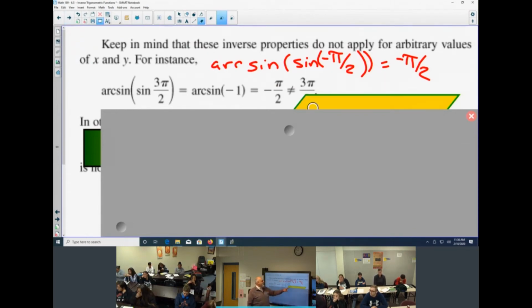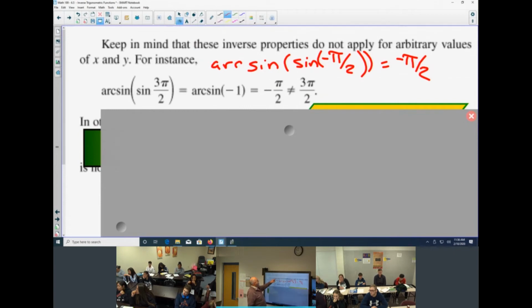So it doesn't work in that case to just cancel these and say, oh, that's the answer, because 3 pi halves is not between negative 90 and 90. It's not between negative pi halves and pi halves. So what they want you to do there is rewrite it. If you wrote 3 pi halves as negative pi halves, then you could cancel the trig function and the inverse trig function and get the answer that way. Otherwise, you have to do it a step at a time like this.